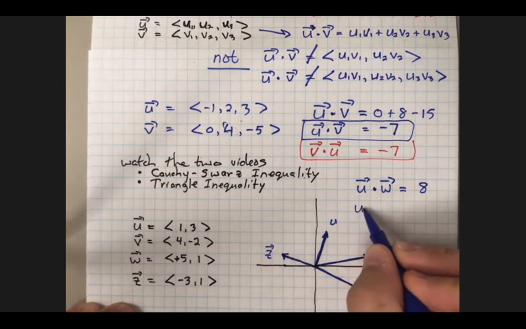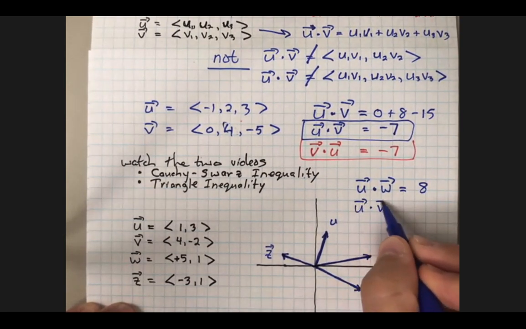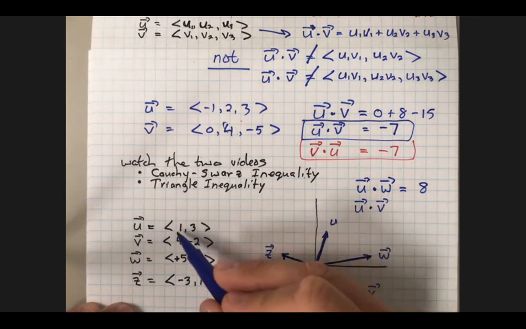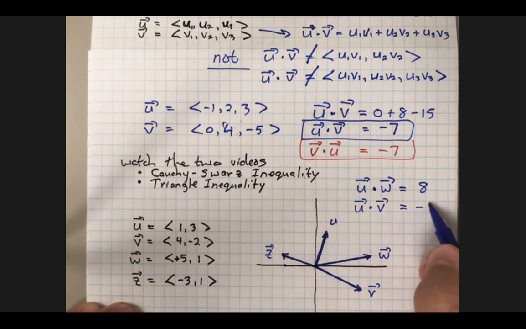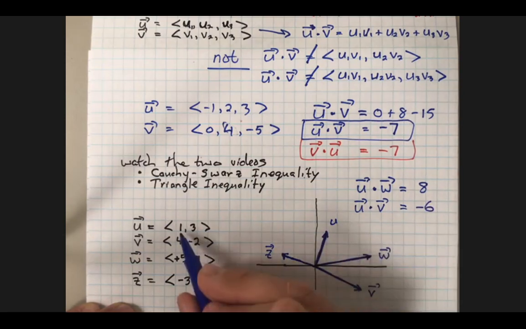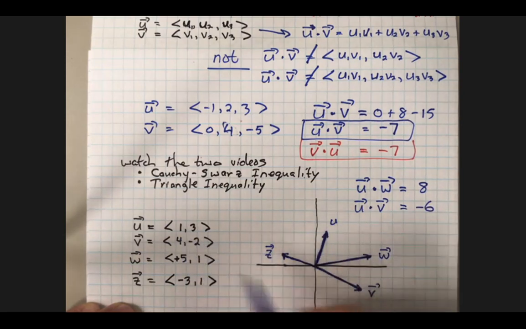Okay, let's try u dot v. So here's u, here's v. They're next to each other. That's not bad. 4 minus 6, negative 2. It's very easy to multiply these quickly, right? But it's also very easy to then make a mistake. So be careful when you're doing that.